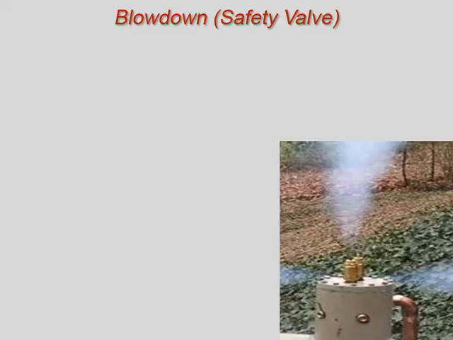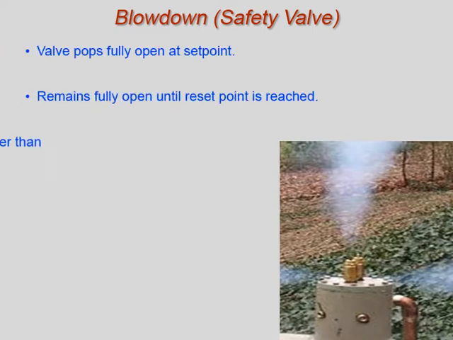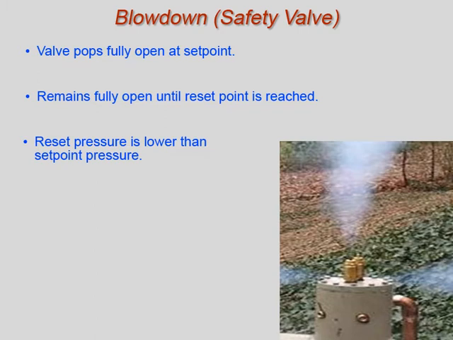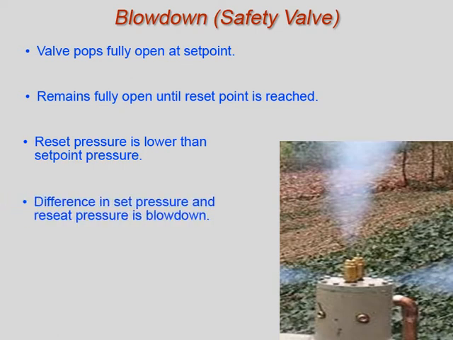Since a safety valve is used on compressible fluids, it takes a larger volume to have an effect on system pressure. When the set point is reached, a safety valve pops fully open. It will remain fully open until some point below the set point pressure is reached. This is so the safety valve will not immediately open again and prevent valve chatter, rapid opening and shutting. The difference between the set pressure and the reseat pressure is called blowdown. It is expressed as a percentage of set point pressure.